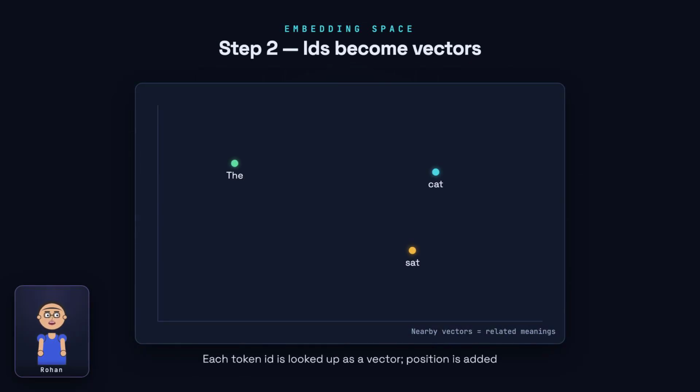A bare integer means nothing to the math, so each ID is looked up in a big table and replaced by a vector, a list of numbers that lives in a space where similar meanings sit close together. We also add a position signal so the model knows which token came first, second, third. Now every token is a point in space, ready to be refined.